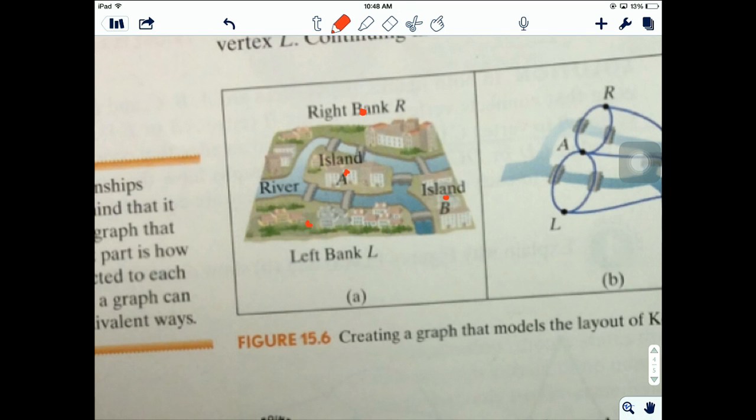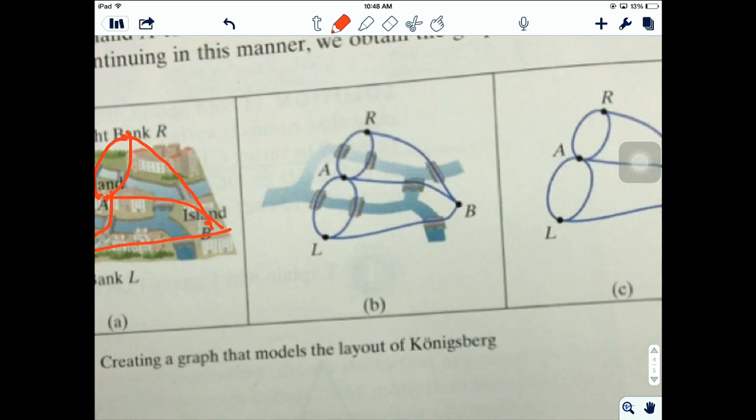Now notice that Island A has quite a few bridges coming from it. So I could connect with right bank through this bridge and through this right here. And I can connect with left bank right here. I can also connect right bank R to Island B through this bridge, A to B, and then L to B.